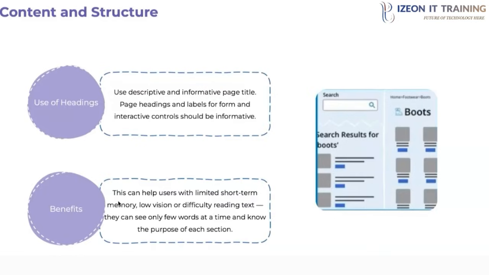This can help users with limited short-term memory, low vision, and difficulty reading text. They can see only a few words at a time and know the purpose of each section. So avoid writing long text or paragraphs to make the user understand all of this. Sometimes users are not able to keep things in their short-term memory also.